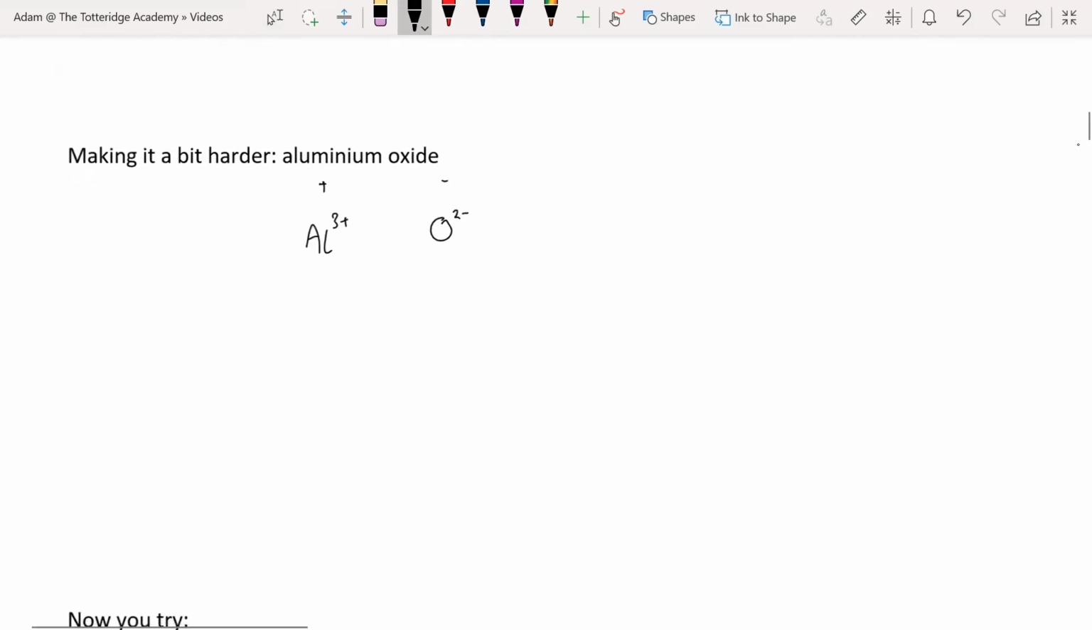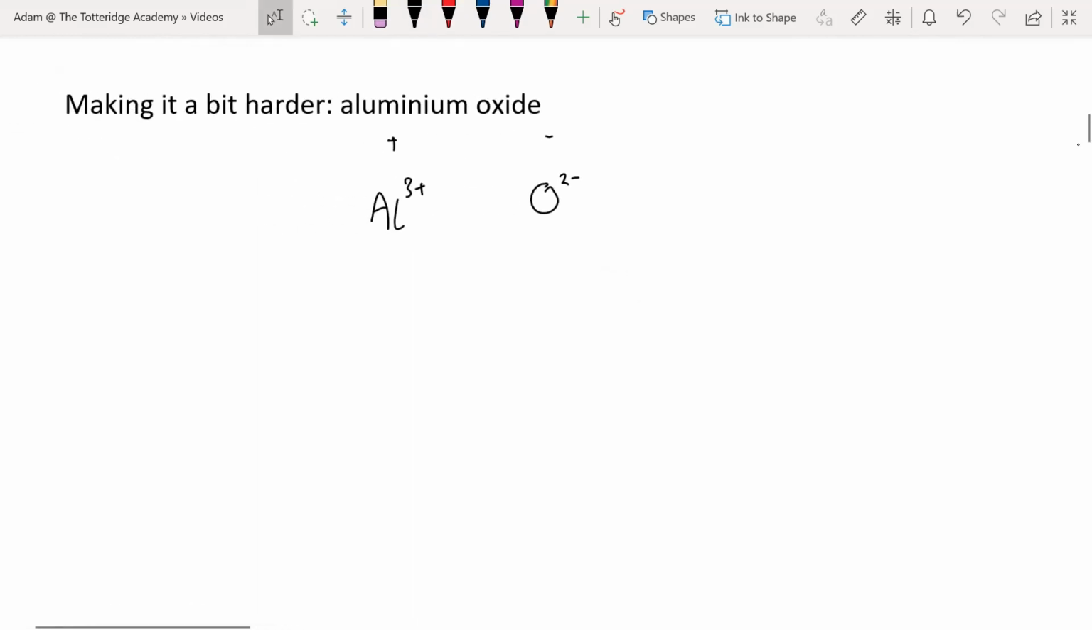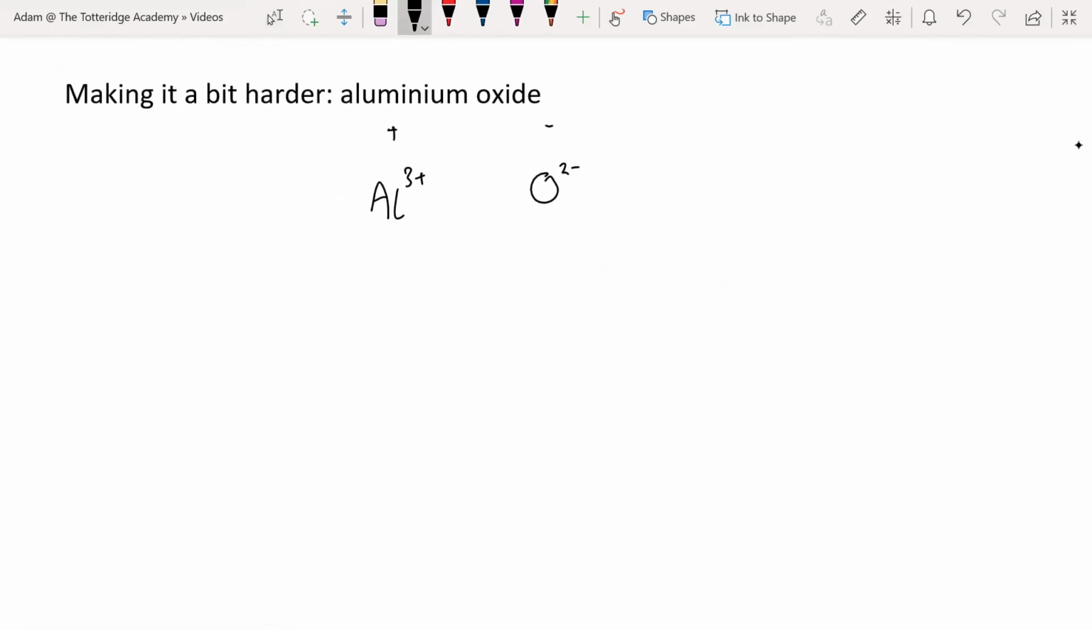Now, this is a bit of a pain, right? Because I've got a 3+ and a 2-. So I know that I'm going to have more here, because if I've got 3+ here and only 2 minuses there, I know I'm going to need to add another one here. So I'm going to make that O2- like that.